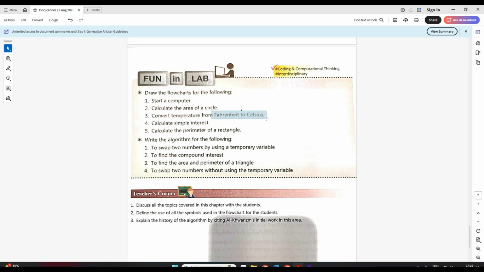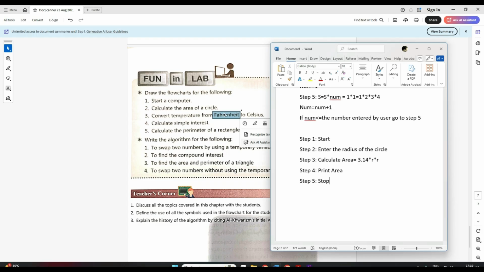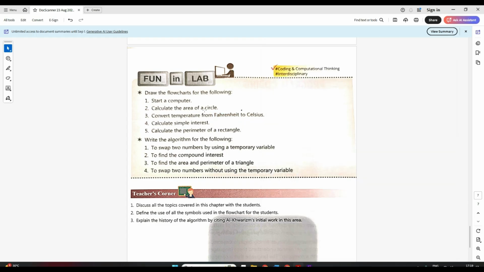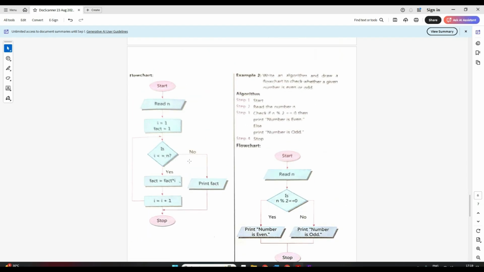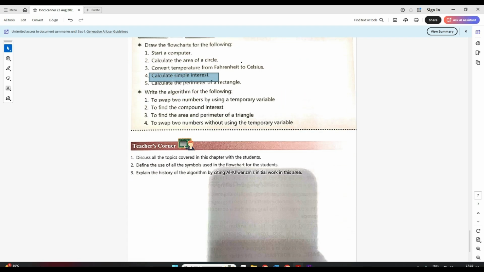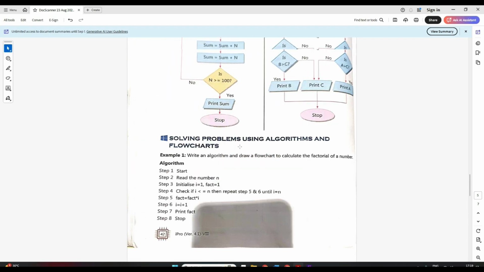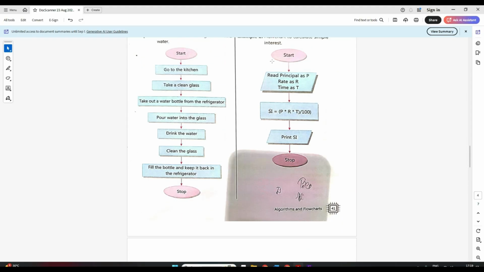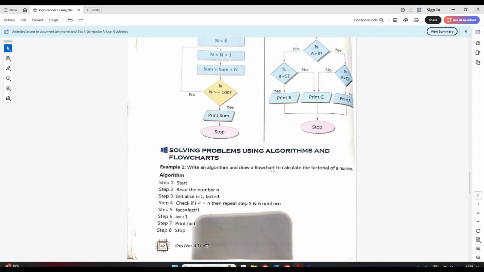Now similarly, convert temperature from Fahrenheit to Celsius. You need to know the formula, which you can find on Google. So you have to ask the user to input the temperature in Fahrenheit. Then you just put the formula, convert that to Celsius and print it. This is also simple, right? Calculate simple interest. This is already given in your book. The example was already given, right? Correct. If you remember simple interest, the flowchart is already given.